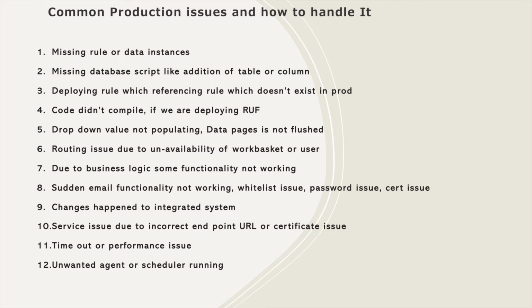The next one is drop down values are not populating, or the data page is not flushed. What happens in this scenario? Again, this is the same scenario where, while you were deploying, the business is adding some new values so that they will populate in the drop down. Let's say your business is supporting 5 countries, and during the deployment your business is adding another 5 countries. After the addition of those 5 countries, the business is complaining that they are not getting them in the drop down. So what could be the reason?